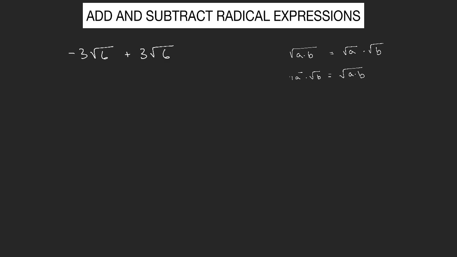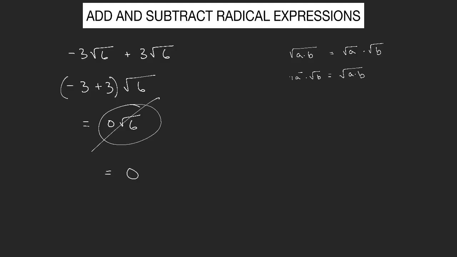Okay, negative 3 root 6 plus 3 root 6. We see that the indexes are the same and the radicand, or what's underneath the radical sign, is the same. So we can use our first rule: negative 3 plus 3 times root 6. Once again, this is 0 times root 6. Anything times 0 is 0, so the answer is 0. Once again, the answer is 0.